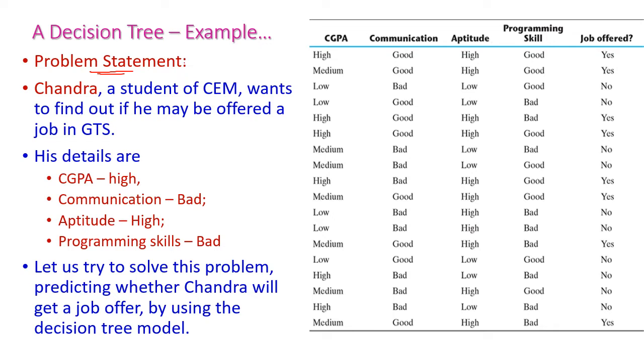Now let us see the problem statement. This is the given data, for example, the training data. Now, a new student Chandra from the same college wanted to find a job in Global Technology Solutions. The details of Chandra are: CGPA is high, communication is bad, aptitude is high, programming skill is bad. So with this data, let us try to find whether Chandra will get a job offer or not by using the decision tree model.